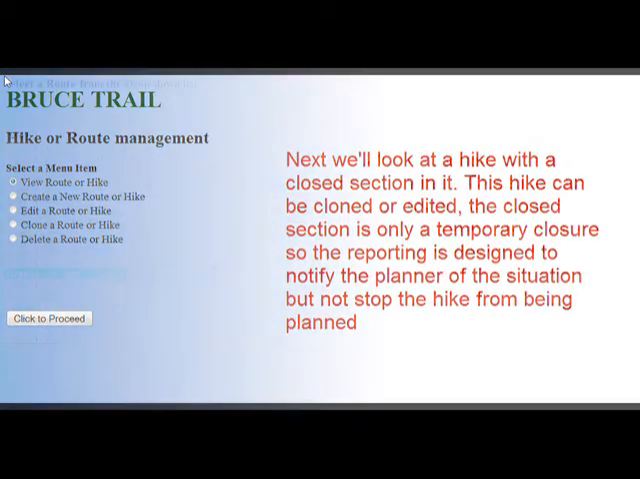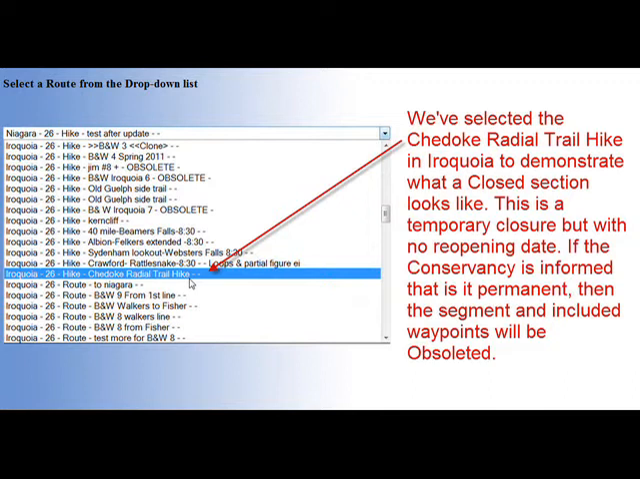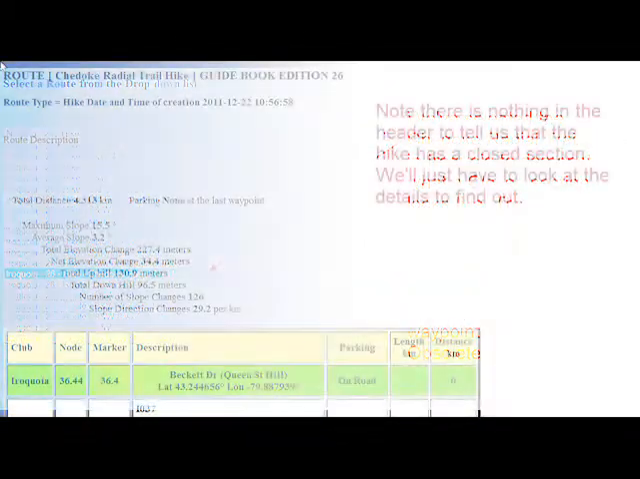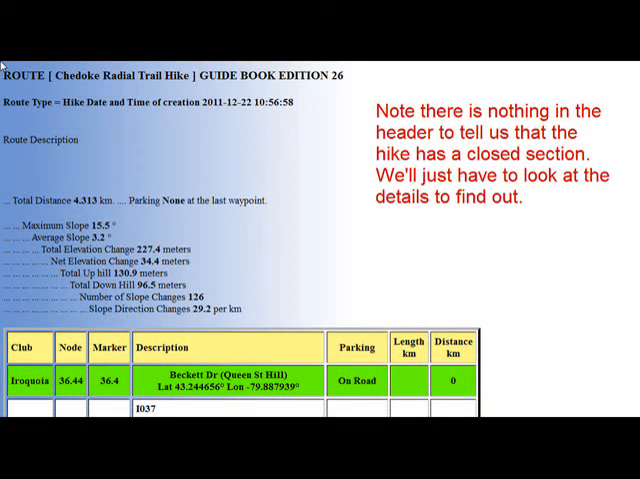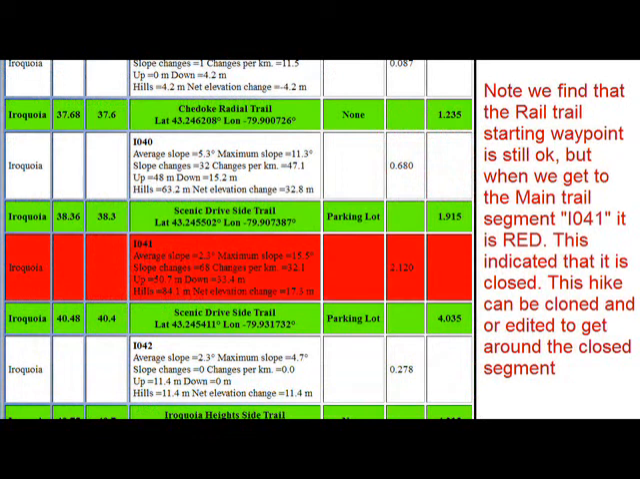For our example, I have chosen the Chedoke Rail Trail hike that has had a section of the trail eroded away, and the Hamilton authorities have closed this section for safety reasons until it can be repaired. From our drop-down list, it looks the same as any other hike or route. When we first view the hike, it looks fine with the header information. However, when we see the details, we will see a red segment. This is a segment that's closed.